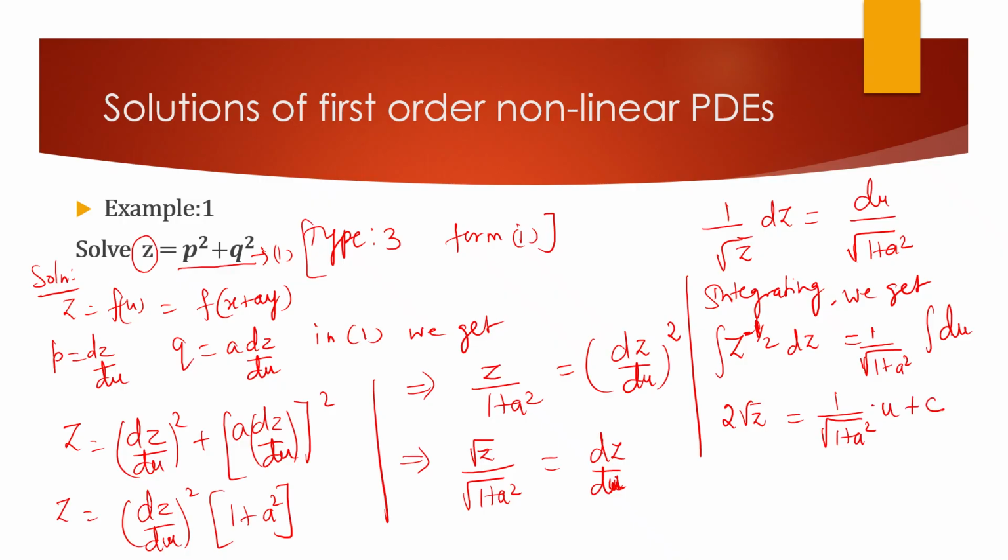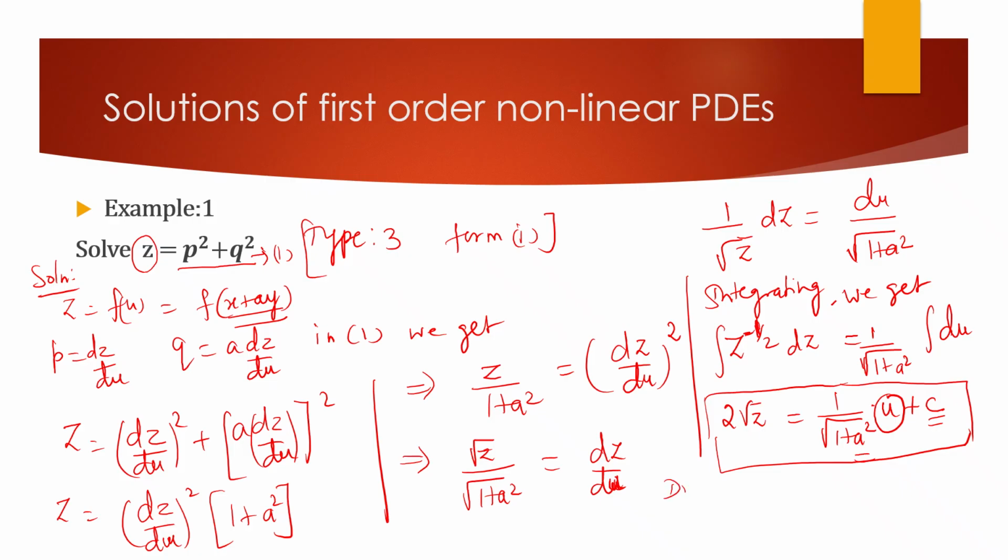Since it involves only two arbitrary constants, this is our complete solution. In this we can replace u as x plus ay, which is what our complete solution.